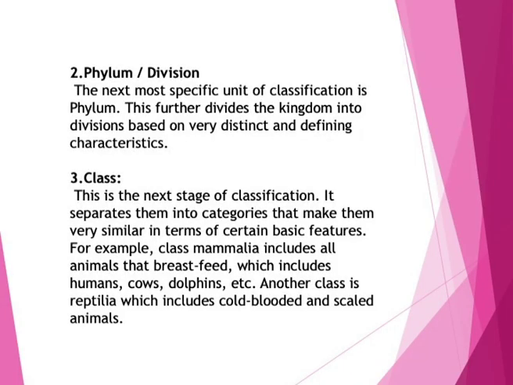What is phylum? The next most specific unit of classification is phylum. This further divides the kingdom into divisions based on very distinct and defining characteristics. Next is class. This is the next stage of classification. It separates them into categories that make them very similar in terms of certain basic features. For example, class Mammalia includes all animals that breastfeed, which includes humans, cows, dolphins, etc. Another class is Reptilia, which includes cold-blooded and scaled animals.